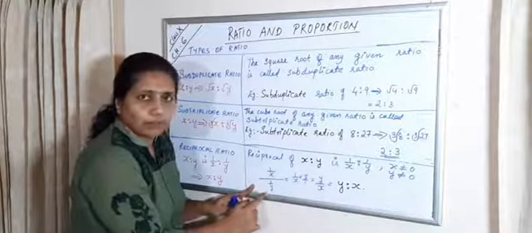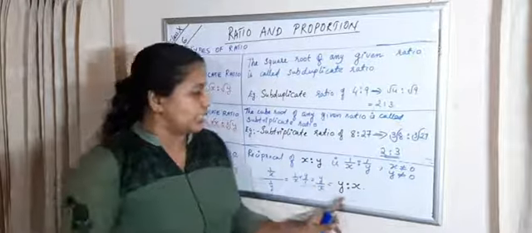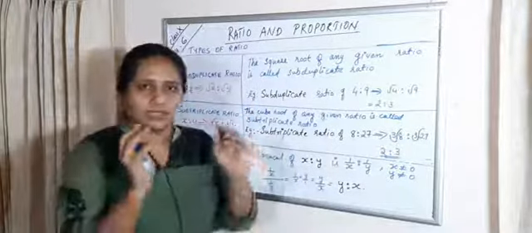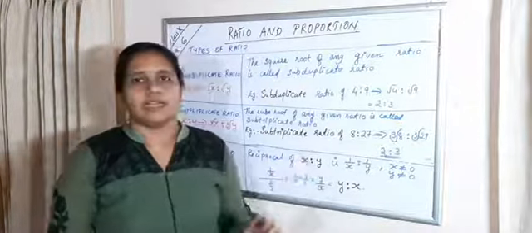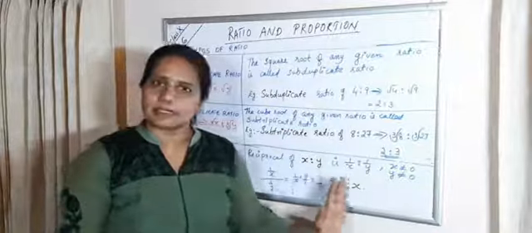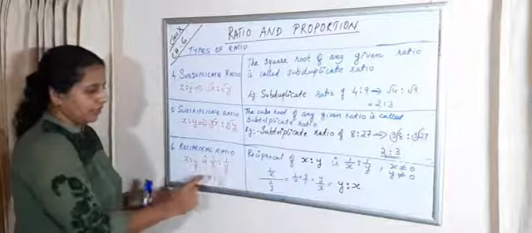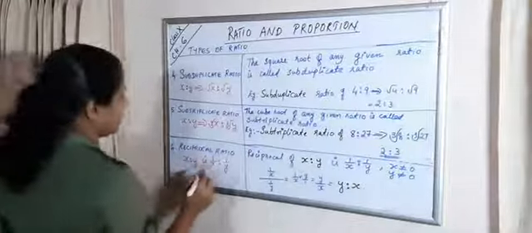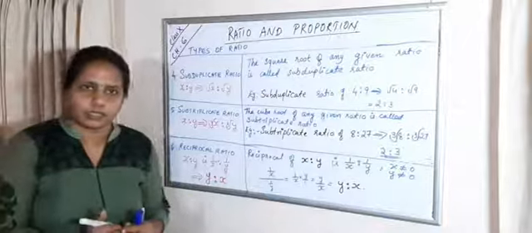What is the reciprocal of 1 by y? That is y by 1. That is equal to y by x. So the ratio is y is to x. Okay, no need to do all these things. You just remember the reciprocal of x is to y is y is to x. That is, x is to y is 1 by x is to 1 by y, which is equal to y is to x. The reciprocal ratio of x is to y is y is to x.